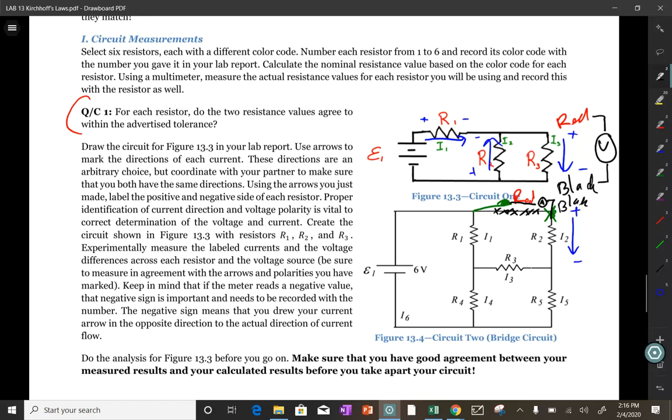Current 6 on there, which one? Is it R or I? Current 6 is the current going through the power supply. Current 6 is marked right here. Okay, it's I. Yeah, I is current. Okay, perfect. Thank you.